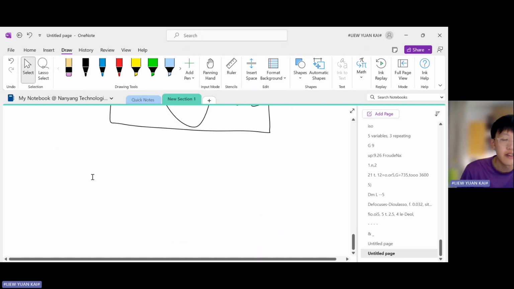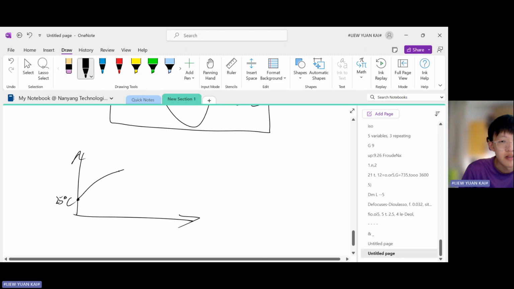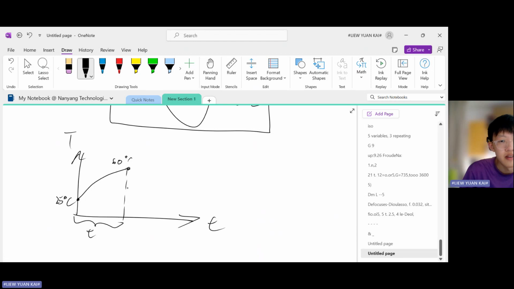So if I graph out this problem of temperature against time, it should look like this. Initially, 25 degrees Celsius. Then it heats up to 60 degrees Celsius. This is temperature, this is time. We already found this time.